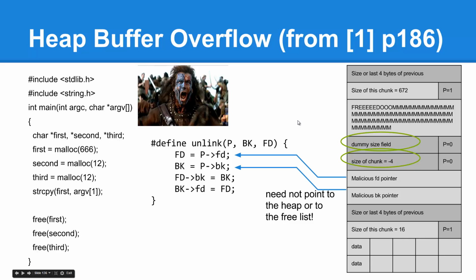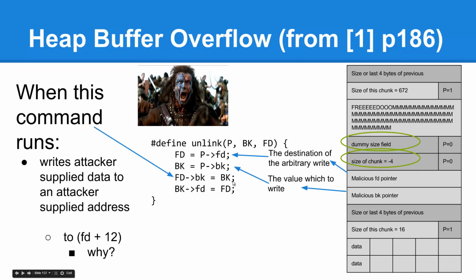And so, to walk through exactly how that works, the first line of the unlink algorithm is going to store the forward pointer in FD. The second line is going to store the back pointer in BK. Then it's going to use these to perform the arbitrary write. And the malicious FD pointer, this row, is going to be the destination of the arbitrary write. And the malicious BK pointer, the second row, is going to be the value that we write.